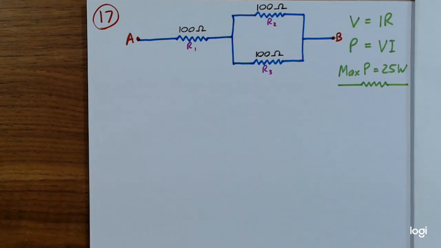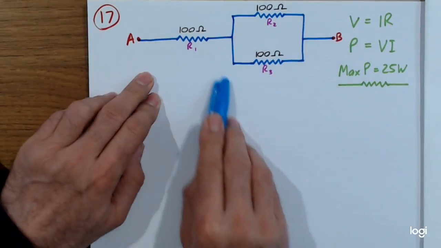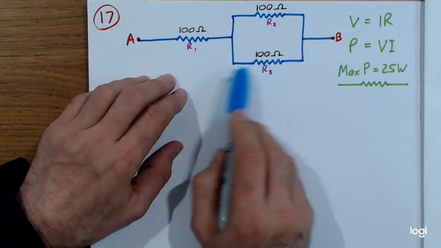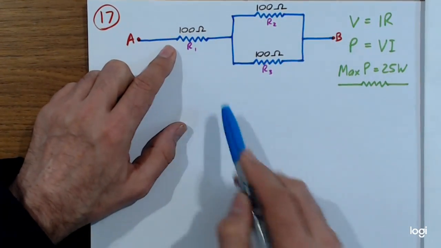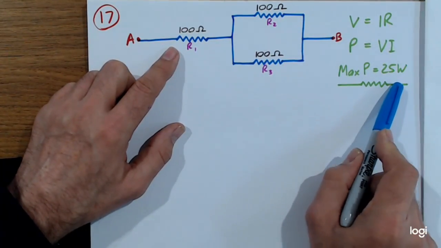This is a genuinely tough question. This is a really difficult question. It's a little bit complex mathematically too. So here's how it goes. Now the question says, we've got a section of the circuit like this, 3 100 ohm resistors. Each of them can only dissipate or use 25 watts of power at the most.